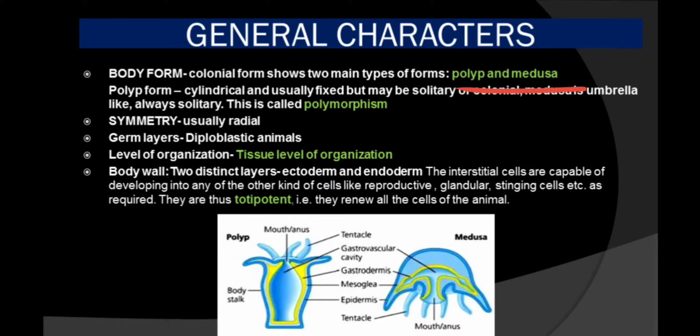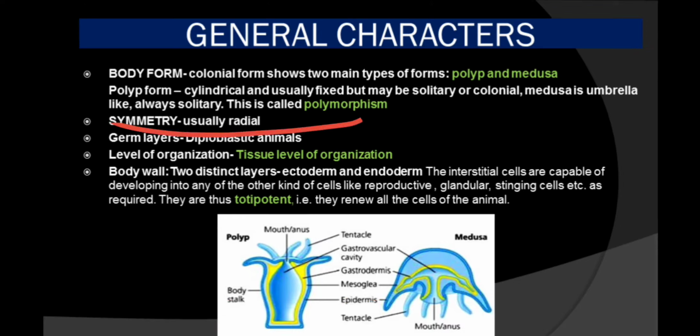Now let's talk about the body form. Here you will see two main types of body forms, the polyp and the medusa. Observe this figure. This is the polyp form, whereas this is the medusa form. The polyp is cylindrical in shape and usually fixed, whereas the medusa is umbrella-like and usually solitary. This characteristic is known as polymorphism, where you find more than one type of individual within the same organism.